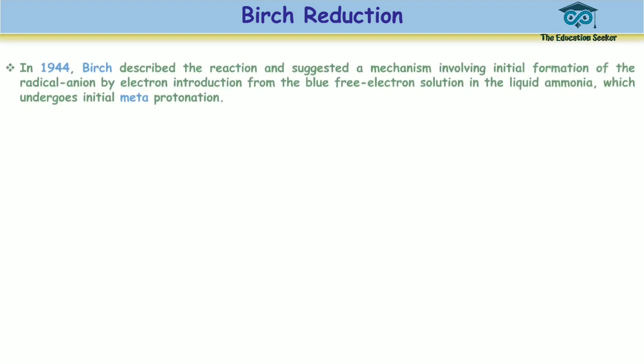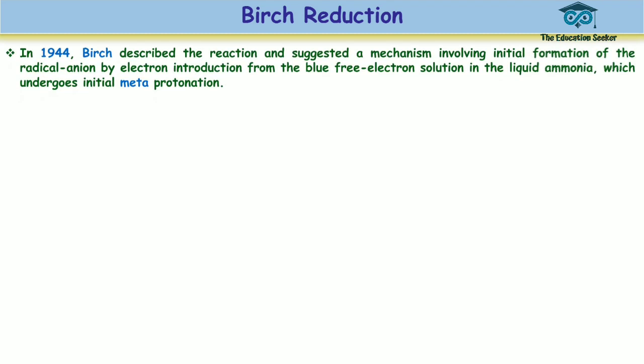Now coming to the reaction mechanism, in 1944 Birch described the reaction and suggested a mechanism involving initial formation of a radical anion by the electron introduction from the blue free electron solution in liquid ammonia, which undergoes initial meta protonation. Please note it down, the meta protonation, it is a very important word, right? Now the Birch mechanism is also known as the meta mechanism, just because of meta protonation.